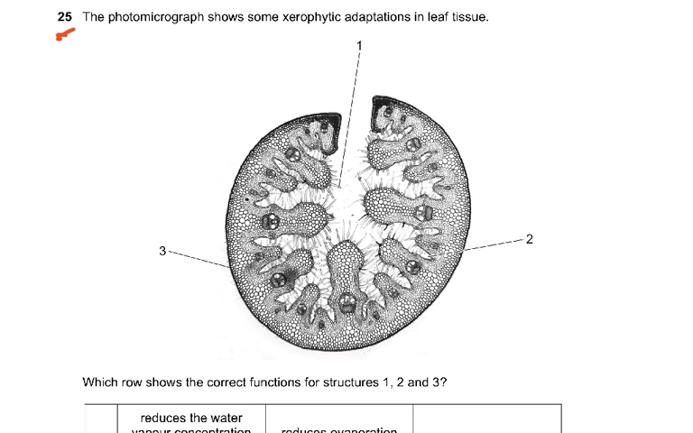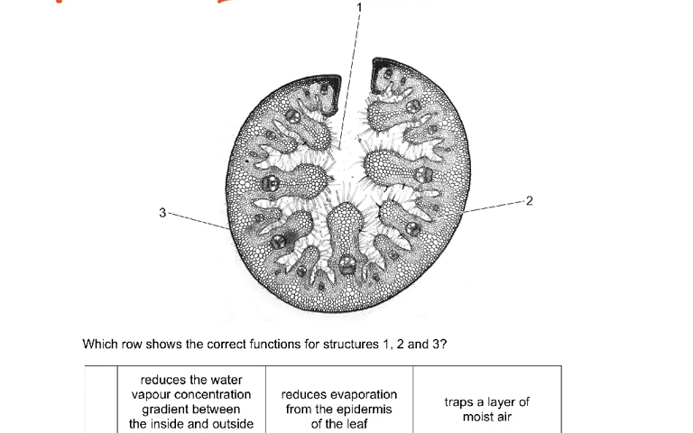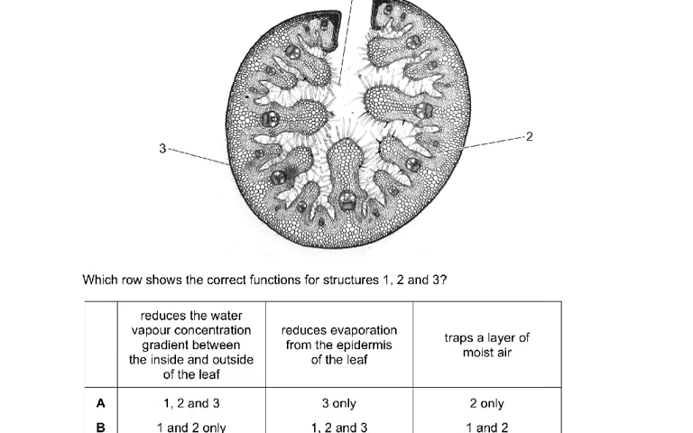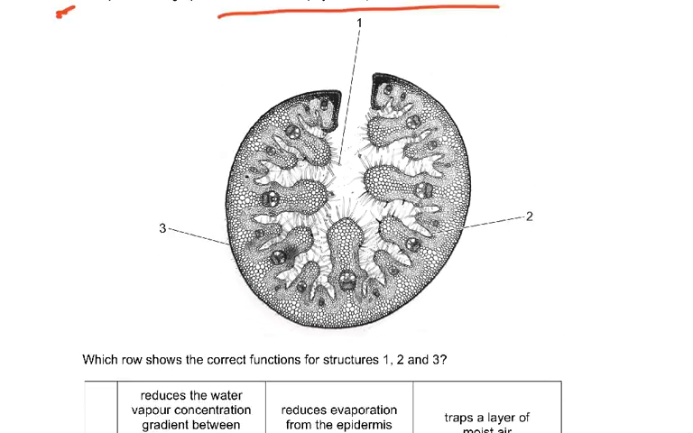Question number 25. The photomicrograph shows some xerophytic adaptations in leaf tissues. You can say one is the trichomes. Two is a small sort of a space where the water vapors will evaporate and stay there, and they've got the sunken stomata. And three is the outer cells of the cortex. Which row shows the correct functions of structures 1, 2, and 3?